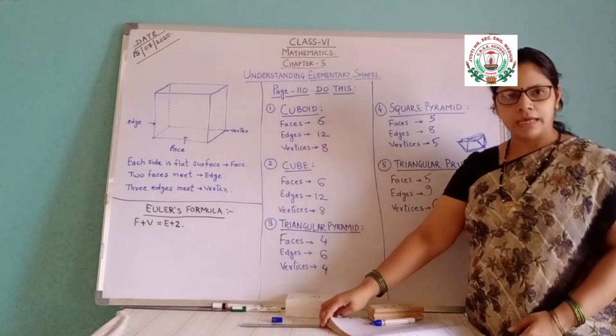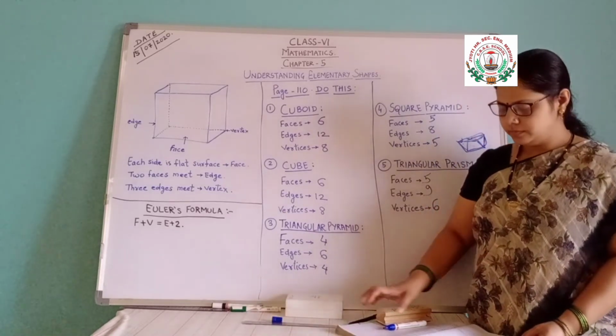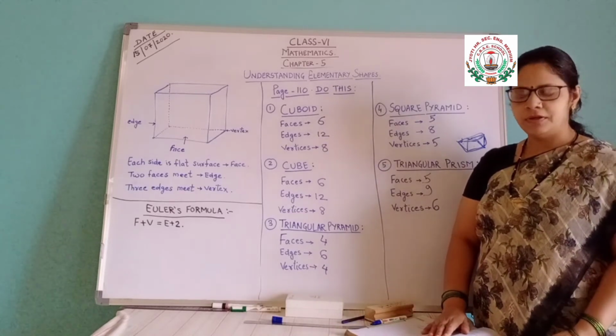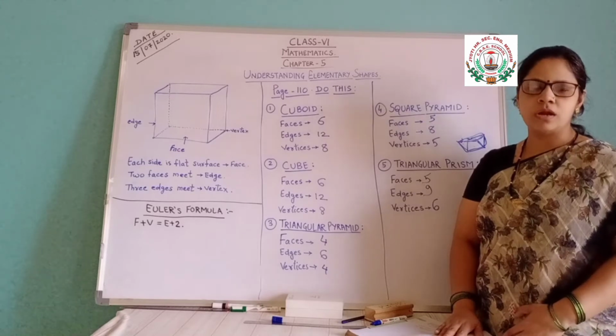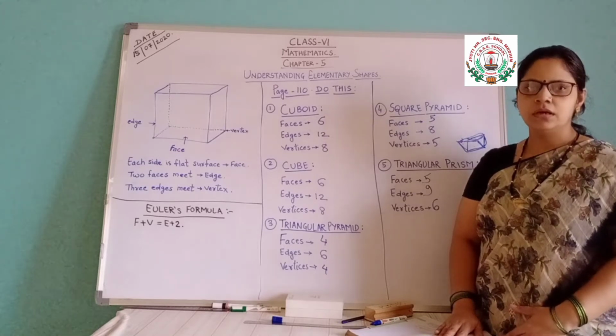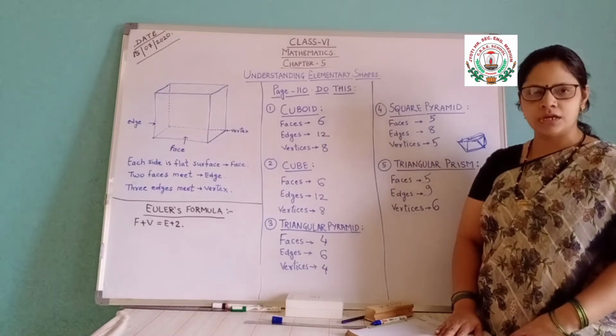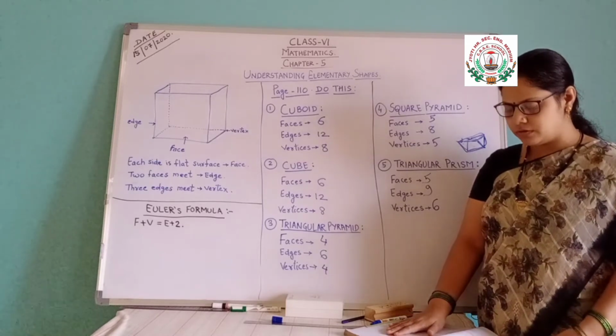Now come to exercise 5.9. It is very simple. Previously, in the previous class, we have discussed 2-dimensional and 3-dimensional shapes. In that I have shown you the figures, how we are drawing the 3-dimensional shapes. So here, given: match the following.